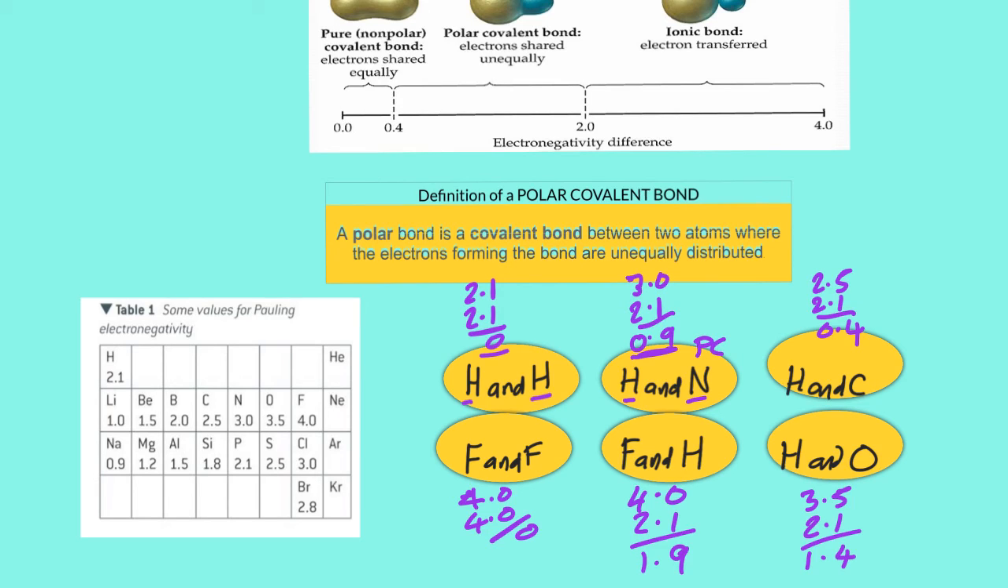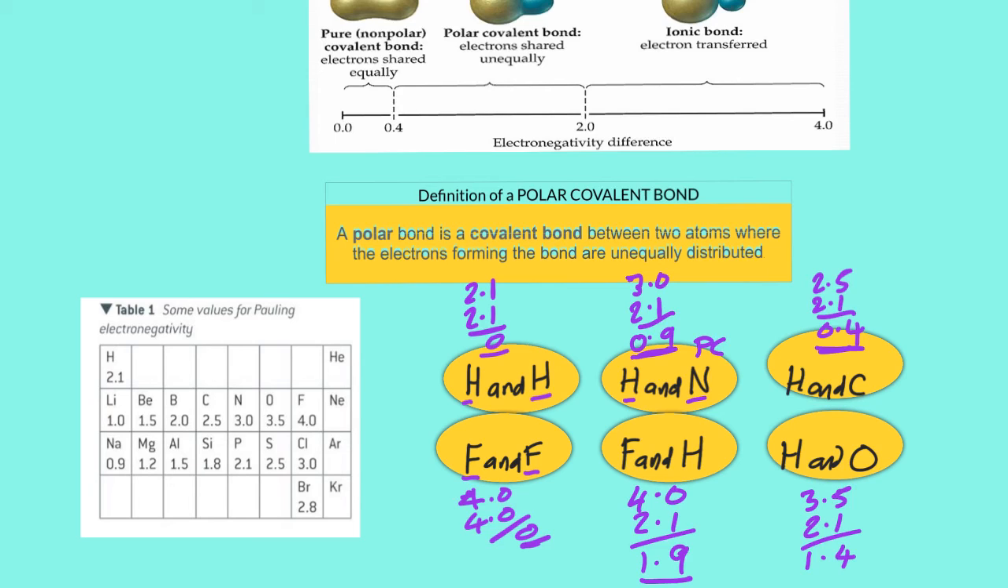Hydrogen and carbon is on the brink. It's 0.4, so we would say that the carbon-hydrogen bond is non-polar. Fluorine bonding with fluorine, again the difference in electronegativity is 0. That is a pure non-polar covalent bond. But here, look at hydrogen and fluorine. The difference in electronegativity is 1.9.